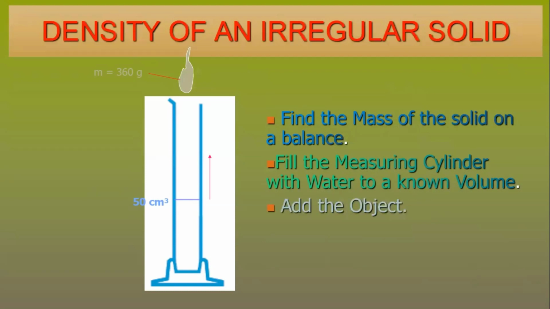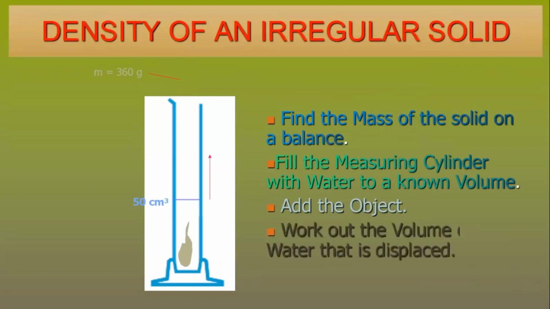Add the object. I want to add this object there. So I put the object and work out the volume of water that is displaced. The volume of water has been displaced and moved to 80 cubic centimeters. So definitely, calculate the density. We just need to know the volume of that solid.